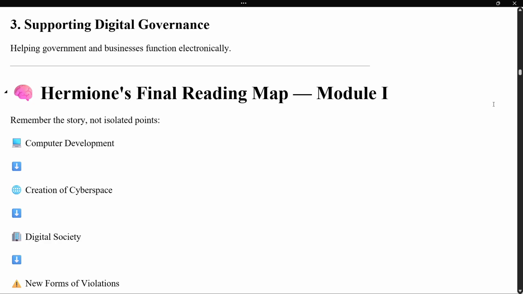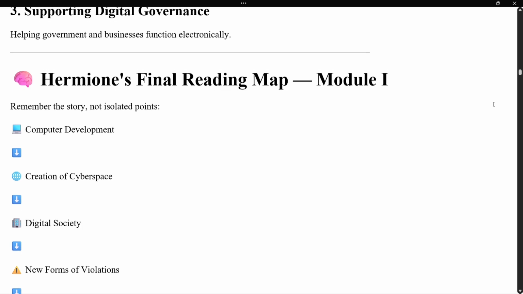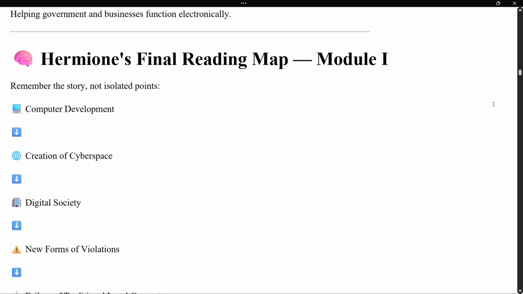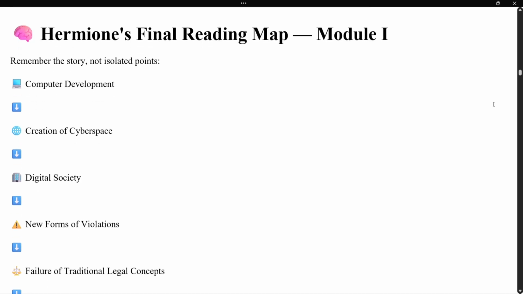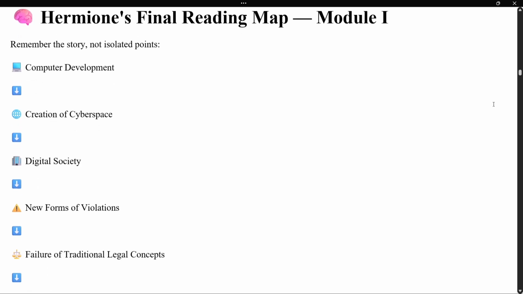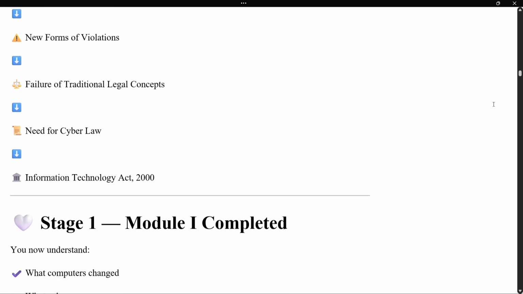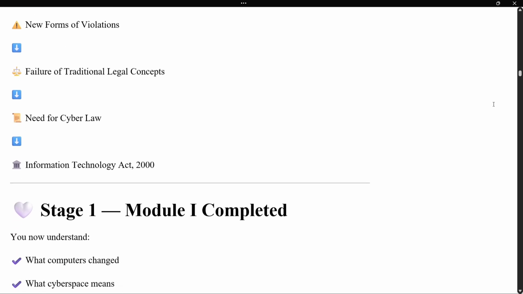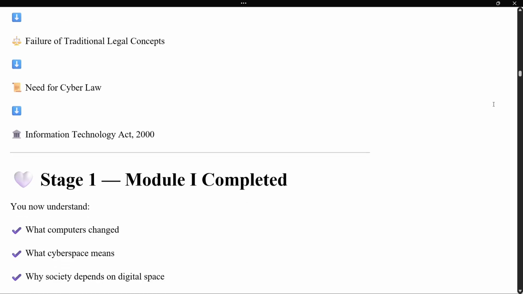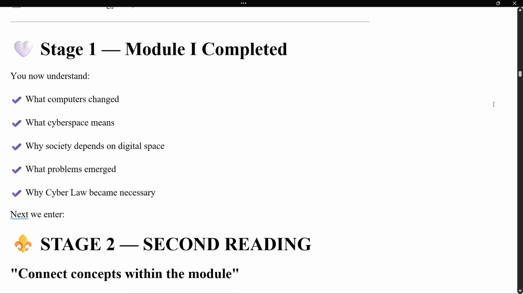Personal computer development. Creation of cyberspace. Digital society. New forms of violations. Failure of traditional legal concepts. Need for cyber law. Information Technology Act, 2000.